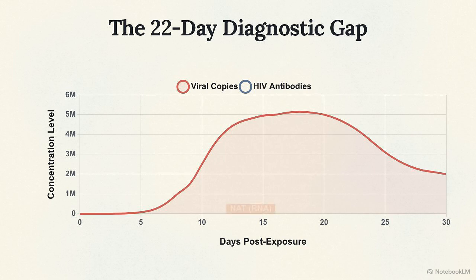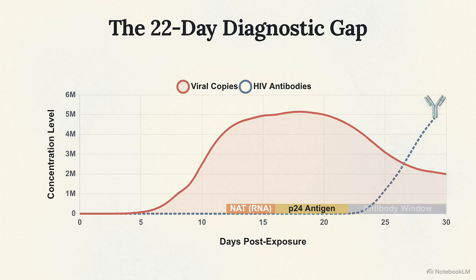This timeline maps the early infection detection gap. Viral RNA first appears, detectable via nucleic acid amplification tests at 12 days post-exposure. At 16 days, the P24 antigen reaches detectable levels. Finally, the immune response lags, producing HIV antibodies around day 22.